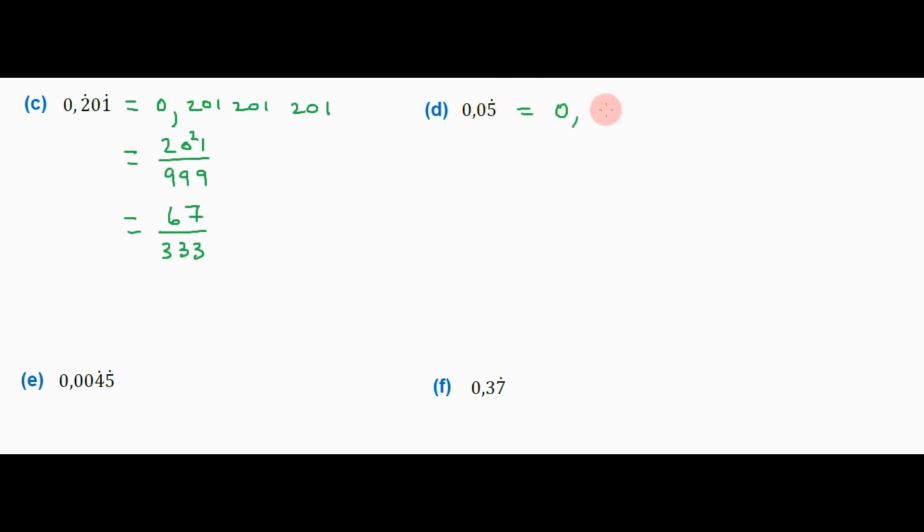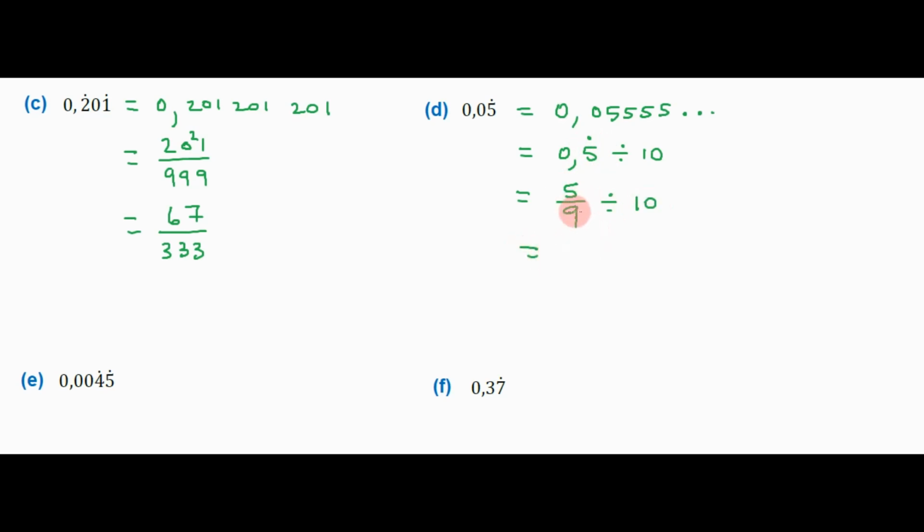In D, we have 0.05 recurring. So it's only the 5 that's recurring here. So it's 0.05, 5, 5, 5, etc. In order to use the method we've been using up to now, we need the 5 to be 1 place behind the comma. And so we can rewrite it as 0.5 recurring, but then divided by 10. We can now use the same method as before. We only have 1 digit behind the comma recurring. So it's 5 divided by 1 nine. And we still have to divide by 10.